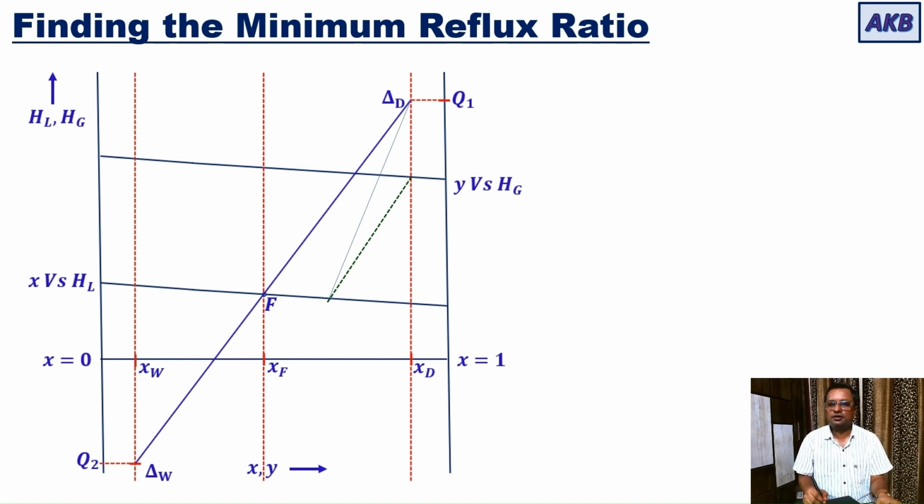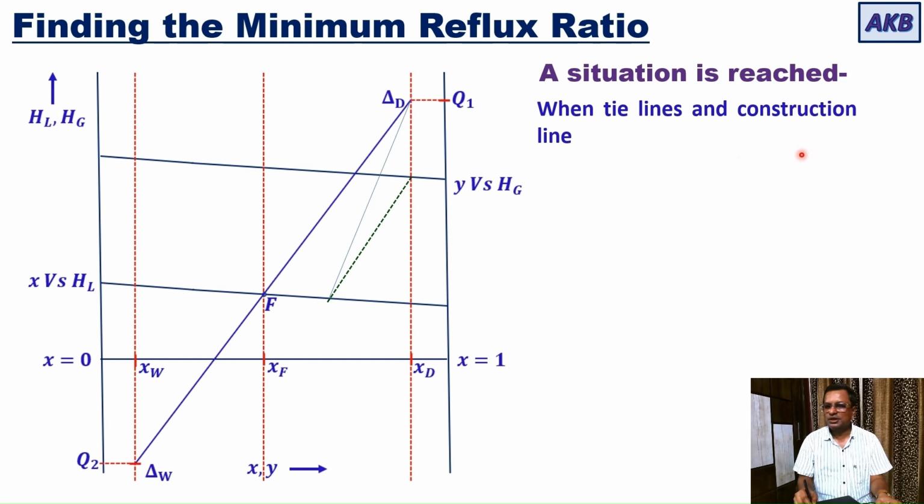So, as the process of decreasing the reflux ratio is continued, you will reach a situation where tie lines and the construction lines to the point delta D will coincide with each other. So we just understood, if you are decreasing the reflux ratio, the construction lines and the tie line are moving closer to each other. And in the process of decreasing the reflux ratio, you will reach a situation when this tie line will coincide with the construction line.